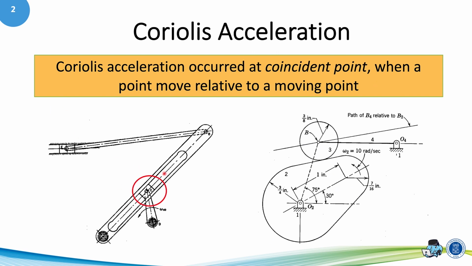In this mechanism, this point in the slider is considered the coincident point because it can move in translation, and at the same time, the point in the slider can also rotate because this link can rotate. And for this mechanism, this point is also the coincident point.